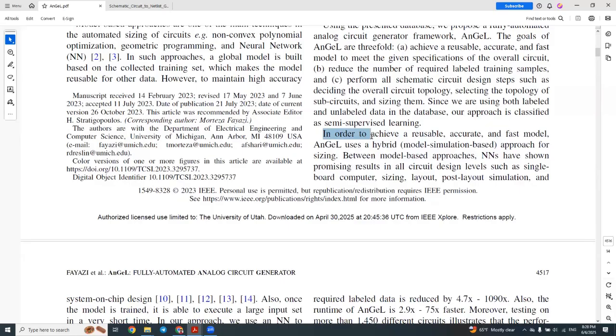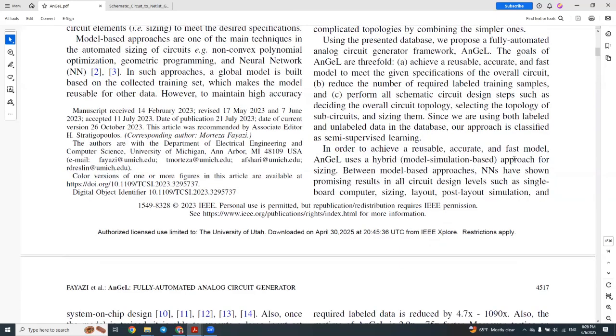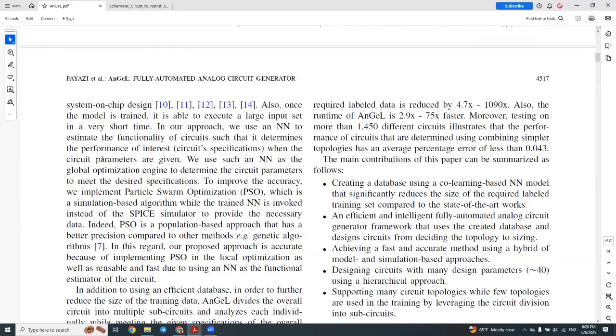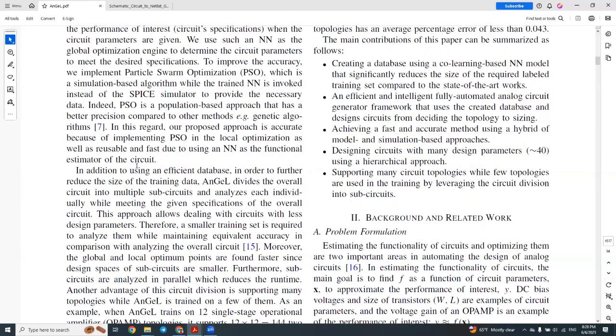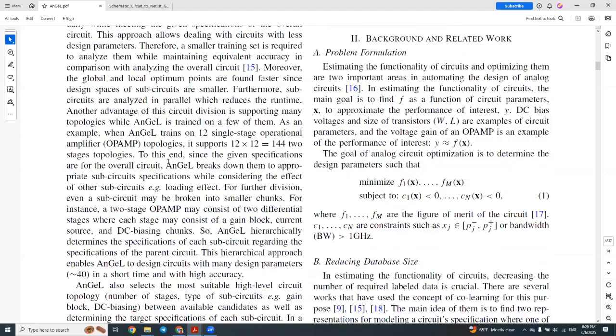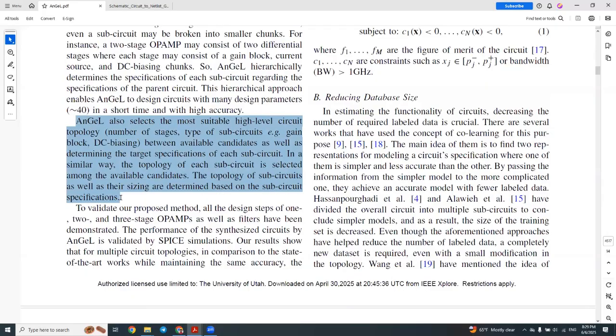For instance, in order to achieve a reusable, accurate, and fast model, which was the first goal, Angel uses a hybrid approach. Then we talk about the neural networks and how it works, and so on and so forth. The next paragraph addresses the second goal. In addition to using an efficient database, Angel divides the overall circuit, and that saves us the number of training data. And then we talk a little bit about how we do the third goal.